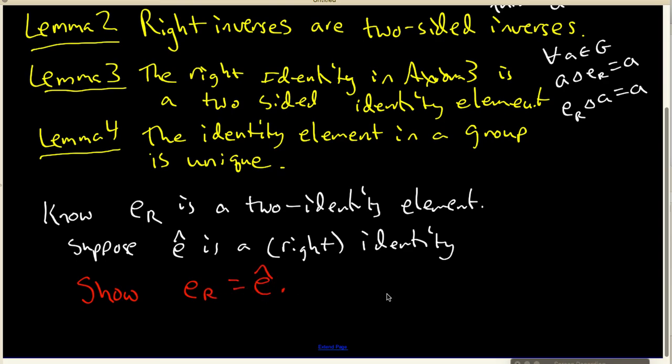Because if we can show that the two things that are supposed to be identity elements are the same object, this is enough to say that ER is unique. This is a standard way of proving uniqueness. You assume that you have two things that work and you show that they are one and the same thing. So let's now actually work on the proof of lemma 4.